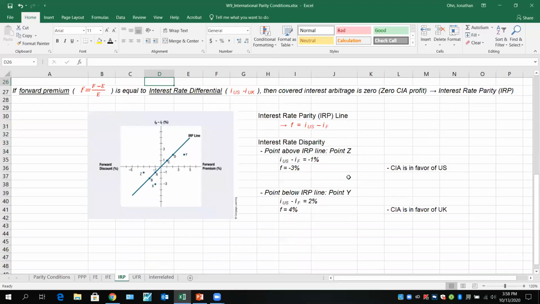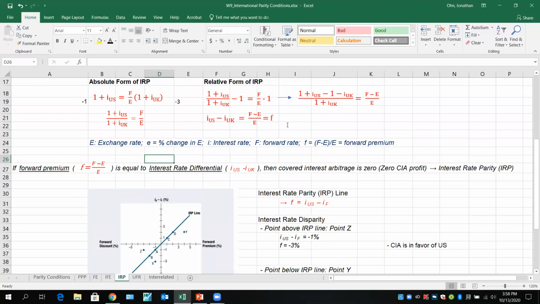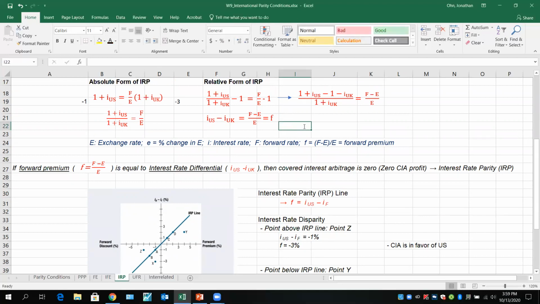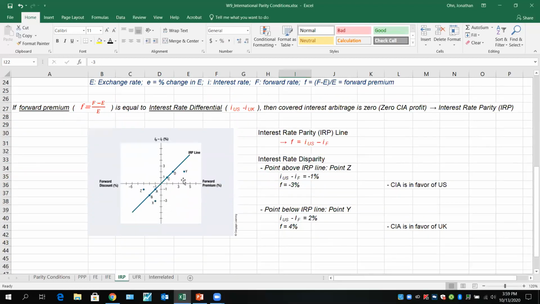So that's what happened. This one is -3, this one is -1 there. So this one will increase. That means the forward premium or discount will increase, by increasing this one or decreasing this one. Okay, and this Y is the opposite.